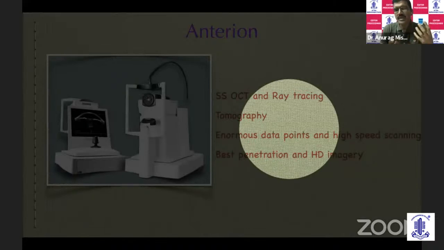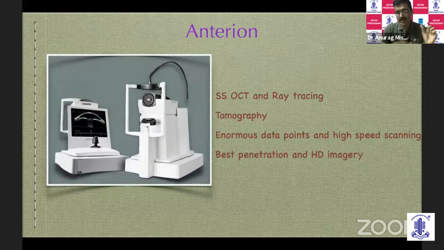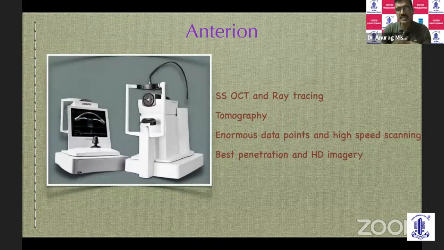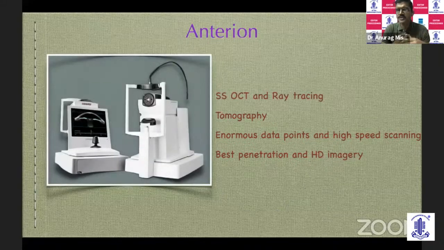So they claim that it is independent of the integrity of the tear film, and we have more than one observation to prove this claim as well. But it does give you a blinker on the side of the screen that the tear film is not integral. So I'm not saying that you shouldn't treat the ocular surface condition, but at least it is independent of the integrity of the tear film. It has the best penetration in the form of the light source, which has 1300 nanometers of wavelength, and it gives excellent high definition imagery of the anterior segment, as we'll see in a while.